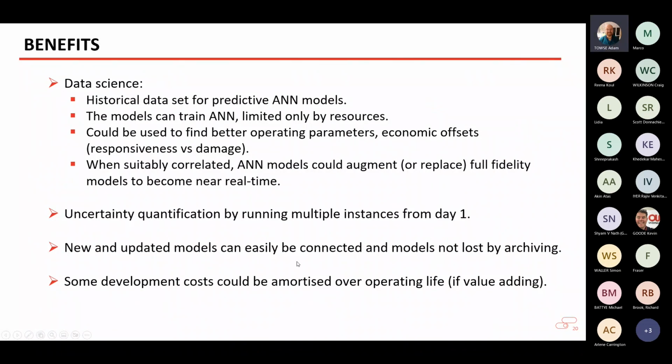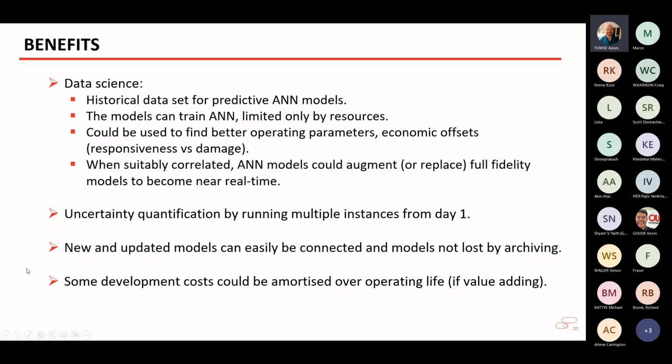This third point here about slotting in new models is easy enough to do, especially if it's containerized. And this last point about models not being lost is a really trivial point, but the amount of times that I've been involved in life extension programs and tried to get hold of the original models that underpin the safety case, and everybody knows they exist somewhere on an 8-inch floppy drive, probably, but no one can find them and they're essentially lost. Here, they'll be running for the entire life of the plant in parallel. So it's a trivial point, but you can never actually lose your models, which is kind of cool, really.